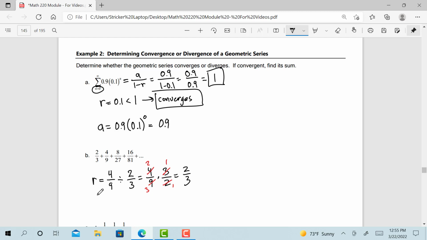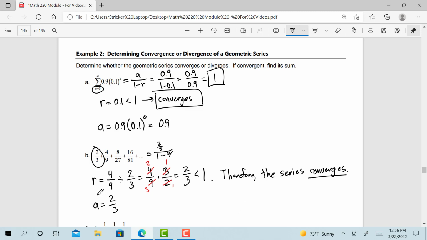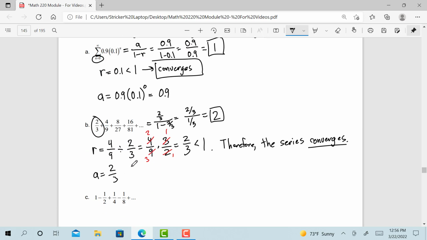And that should make sense. If you take 4/9, for example, times 2/3, you get 8 over 27. And if you take that times 2/3, you get 16 over 81. So r is 2/3. Again, that's less than 1. Can we say, therefore, the series converges or diverges? The series converges. And the first term, we know a is equal to 2/3. We can see that right here. There's the first term. So we know that this infinite sum is equal to the first term, 2/3, over 1 minus r, which is 2/3. So this is 2/3 over 1 minus 2/3, which is 1/3. That means that this adds up to 2. So the sum of that geometric series is 2.